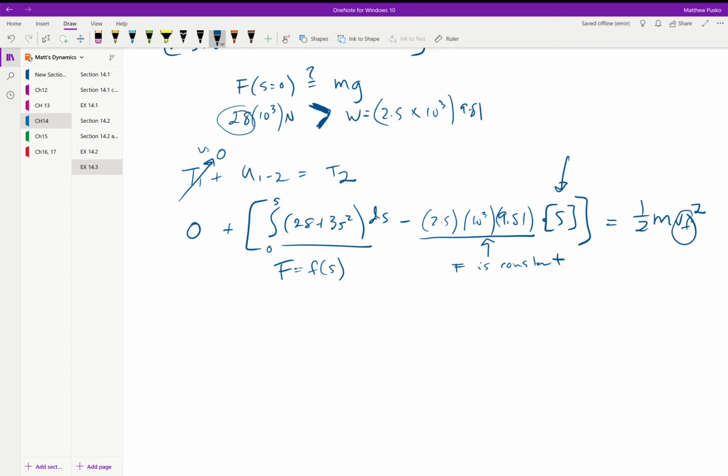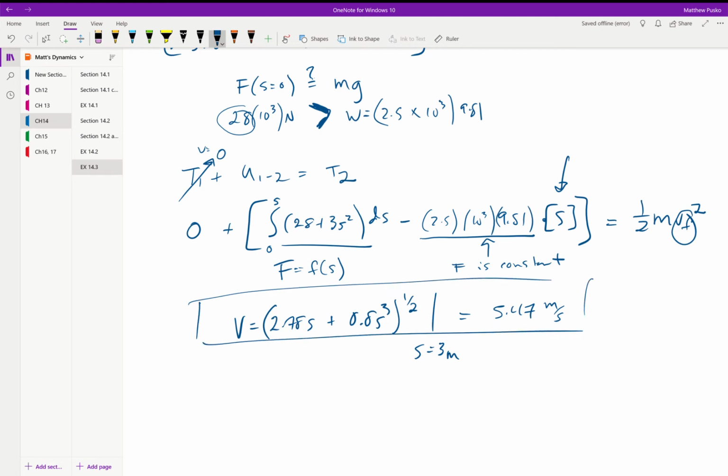We are looking for the final velocity, and all we have to do is integrate and substitute. We can get a function of S. V is equal to 2.78s plus 0.8s to the third, and then we take the square root of that whole thing, and then we can plug in any S. They're concerned about S equal to 3 meters, and plugging that in, we can get 5.47 meters per second. Alright, that's how fast it is going.